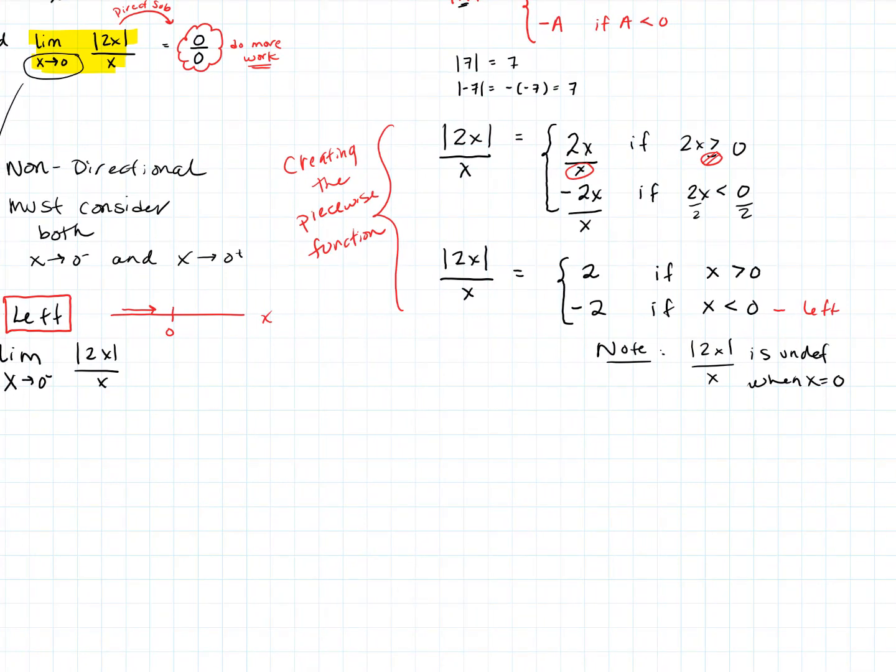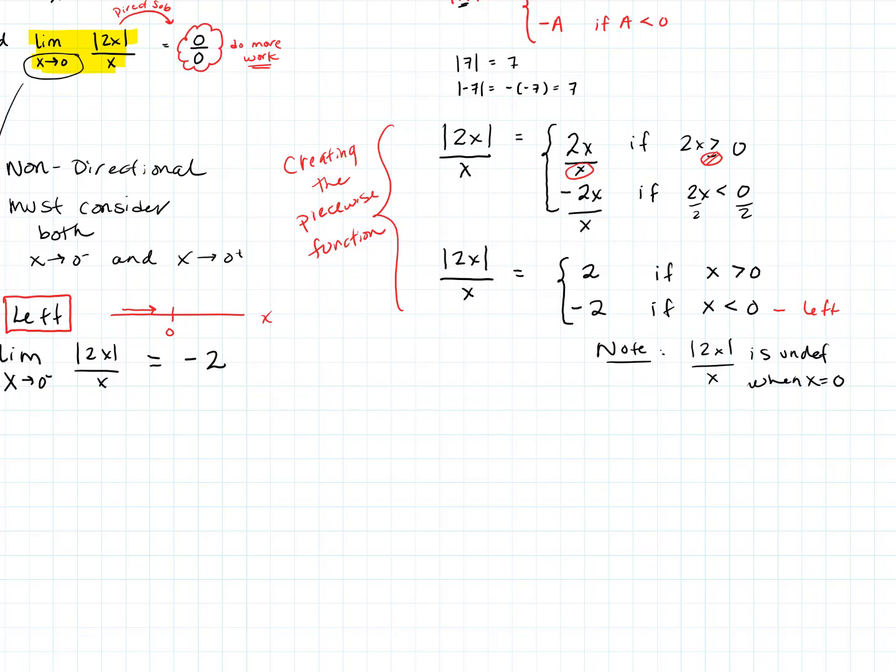be looking at. So coming from the left, we're plugging in numbers like negative 0.001, right? And that is definitely less than 0. The value of this function coming from the left of 0 is going to be negative 2. So this is equal to negative 2 coming from the left.